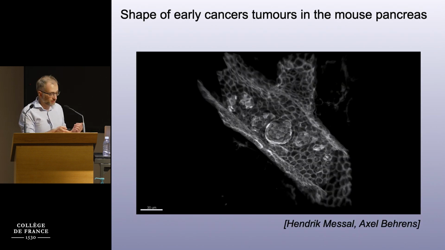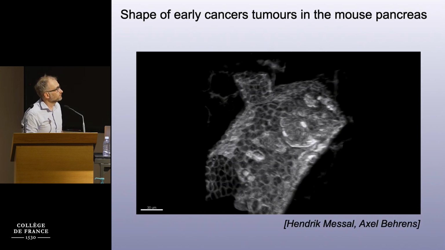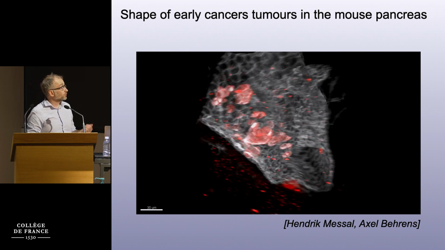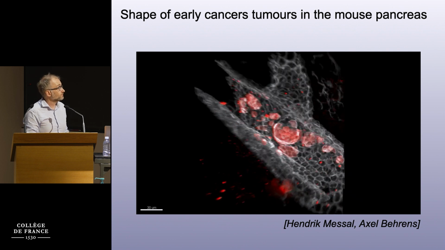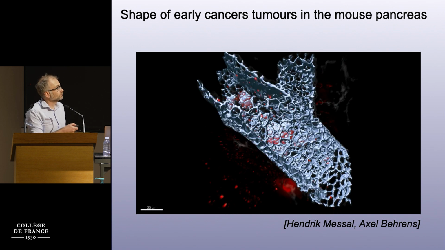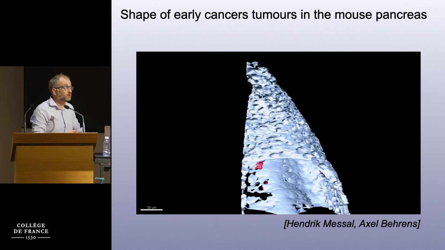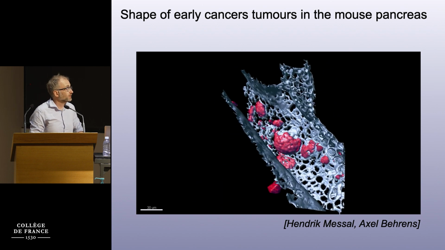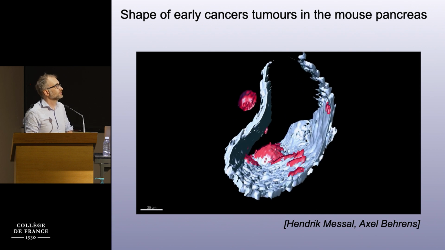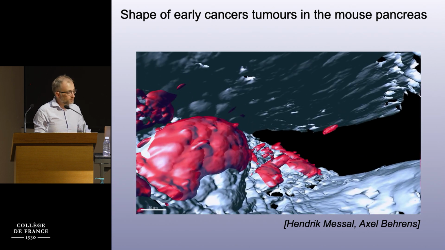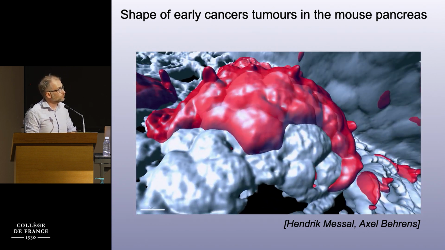Then we have used it to look at different situations. One interesting one, I think, is the one where we looked at the formation of pancreatic tumor in mouse. Those are experiments done in the lab of Axel Behrens. This is an image of a tube inside the mouse pancreas, and they have transgenic mice in which they can induce tumors, and then one can look at the shape of these tumors inside the tube.